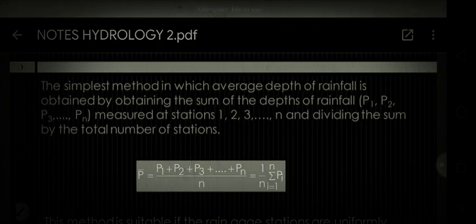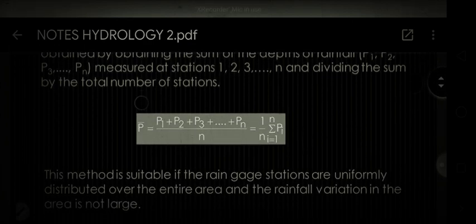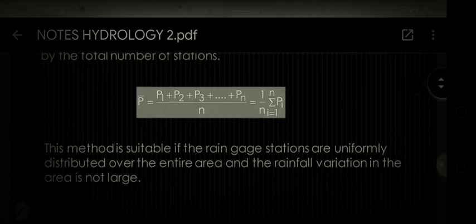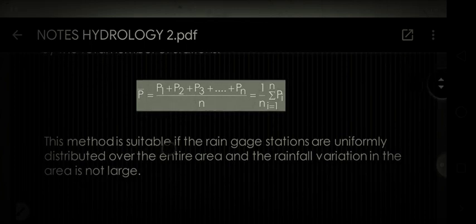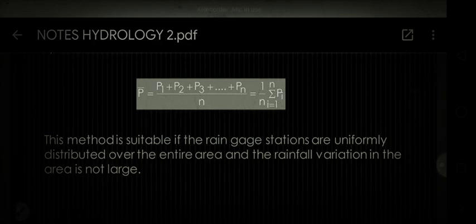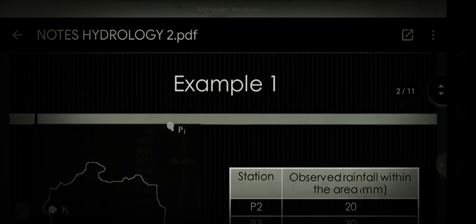So P bar, if we write it in equation form, the empirical formula is P bar equal to (P1 plus P2 plus P3 plus ... Pn) upon n, which we can write in the simplest way as 1 by n times the summation of Pi, i equal to 1 to n. This method is suitable if rain gauge stations are uniformly distributed over the entire area and the rainfall variation in the area is not large.